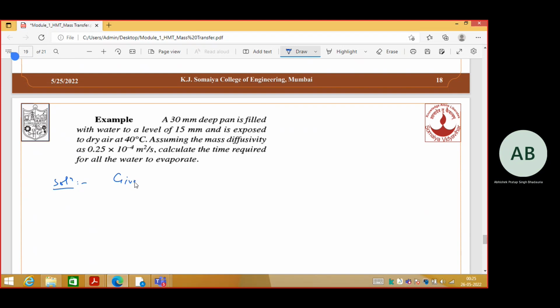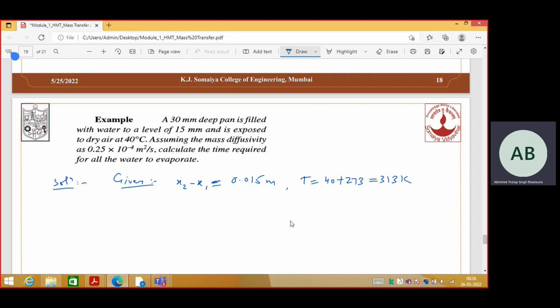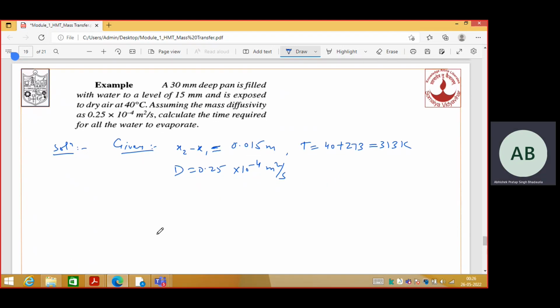The given is x2 minus x1, which is 15 mm, so it is 0.015 meters. This T is 40 plus 273, so 313 Kelvin. The diffusivity is 0.25 into 10 to the power minus 4 meter square per second. So this is given. I will apply the same expression that I applied in the previous problem, and the rest of the procedure is absolutely the same.